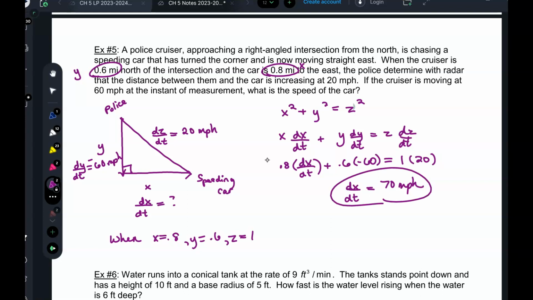70 miles per hour. What happened? I got 10 over 0.8. I got 10 over 0.8 too. So I did my dy/dt as 60 miles an hour. Did you put negative? No, it's supposed to be negative because it's a decreasing value. This distance is getting smaller.